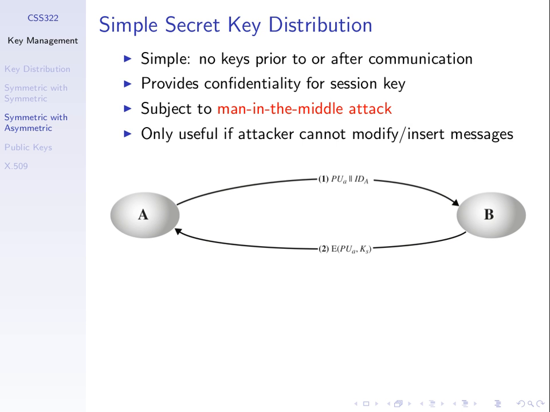Assuming that A and B follow these steps, see what happens when you put a man in the middle. See what they can do. So A sends the first message, message one. So draw on your picture, A sending message one, but intercepted by C. What does C do next?